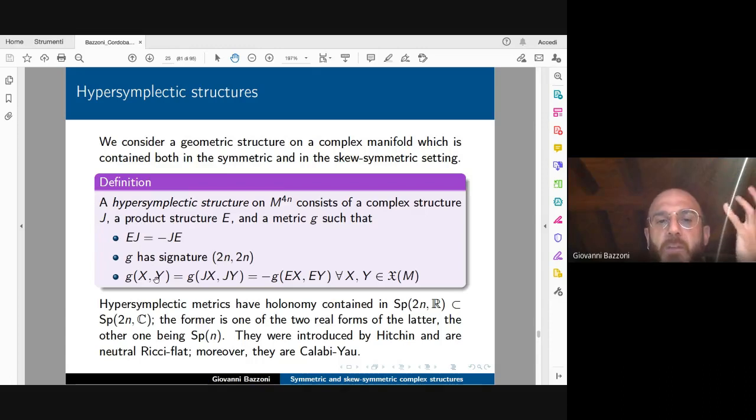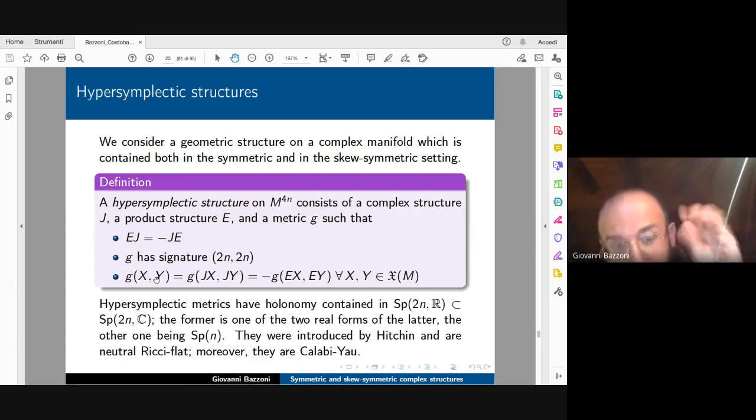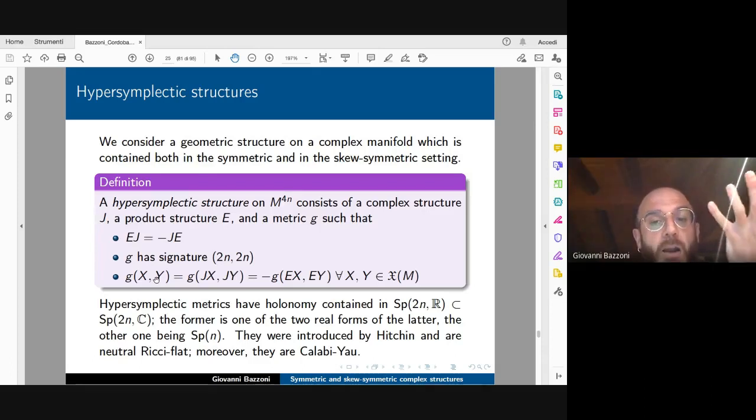And these kinds of metrics are sometimes called para-hyper-Kähler, but I don't really like the para thing, because then I forget what it means. They are basically the relatives of hyper-Kähler metrics when the signature is neutral, so when it's split. Their holonomy is contained in Sp(2n, R), contained in turn in Sp(2n, C), and Sp(2n, R) is one of the two real forms of Sp(2n, C). The other one is Sp(n), which is actually the holonomy group of hyper-Kähler geometry.